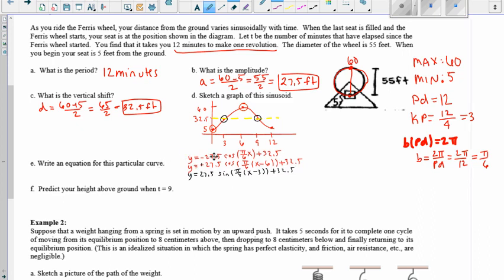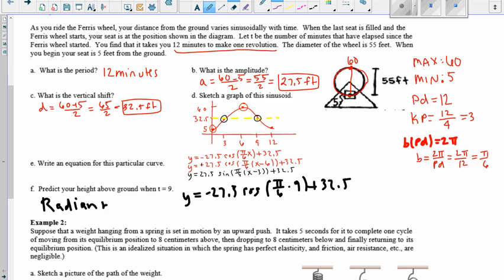So the next part says that we want to predict the height above the ground when the time is equal to 9. So that means I'm just plugging 9 in for x into one of these equations. So we'll use the first equation since that's the easiest. So y is equal to negative 27.5 times the cosine of pi over 6 times 9 plus 32.5. When you're doing this in your calculator, make sure you are in radian mode. If you're not in radian mode, then you're going to get all of these problems wrong, so just be careful with that. So if we go to our calculator now, we can plug that into our graphing calculator.